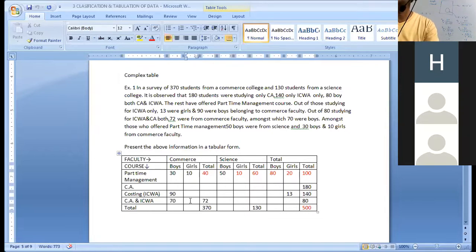How many girls from commerce? 2. Correct. So here you will get 2. Right? So this is calculated. 72 minus 70 will give you 2. Amongst which 70 were boys. Amongst those who offered part-time management. So part-time management.